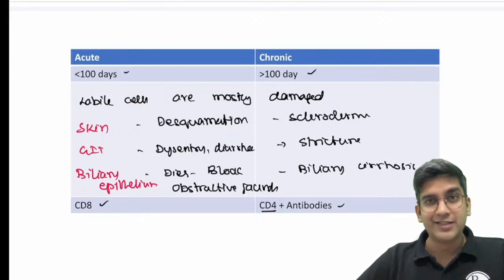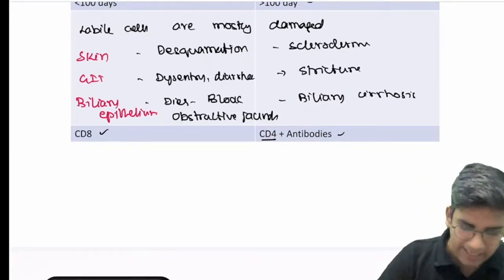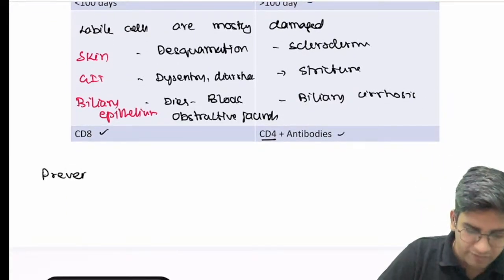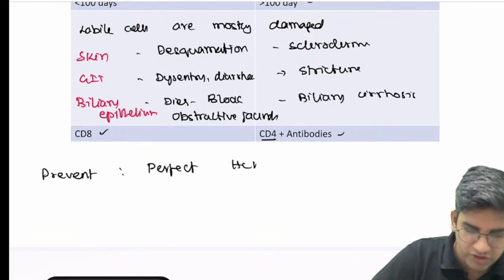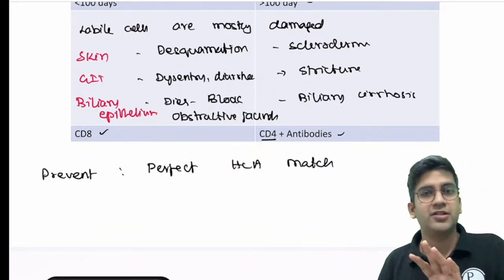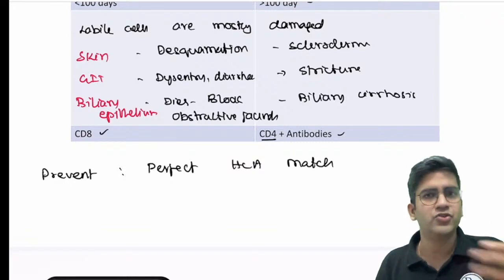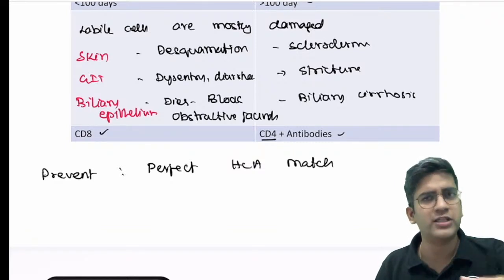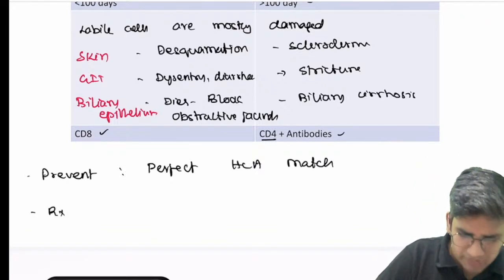Imagine the entire skin, the largest organ in my body, and GIT, I am having epithelial loss and every capillary is leaking. The patient won't survive. It's a very deadly disease, very difficult to treat, and there's a way to prevent GVHD. Maybe write a word about this. Prevention is having a perfect HLA match. If there's a perfect HLA match, the graft's CD8, CD4 will not consider mine foreign. So I am the same, so they won't destroy me, they won't reject me. That's the only way to prevent it. So treatment, there are a few possible treatment modalities.